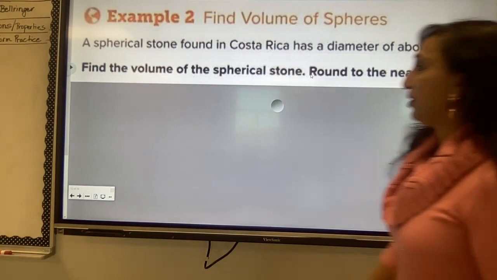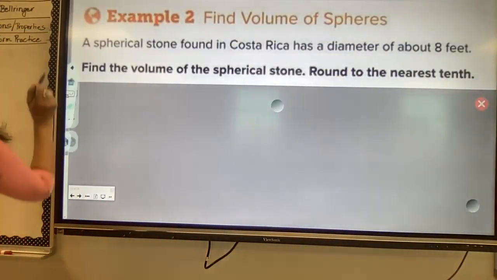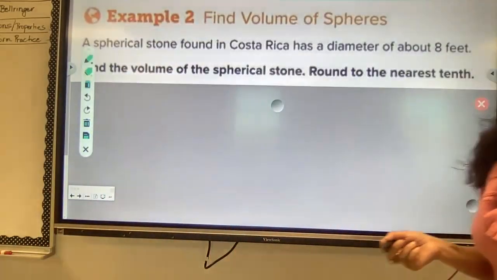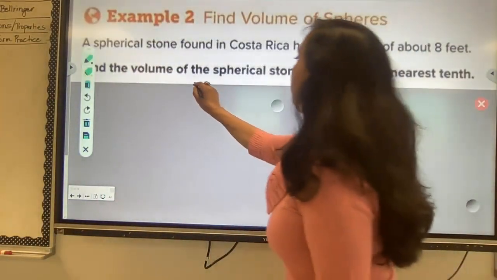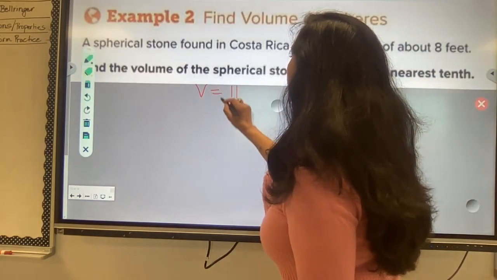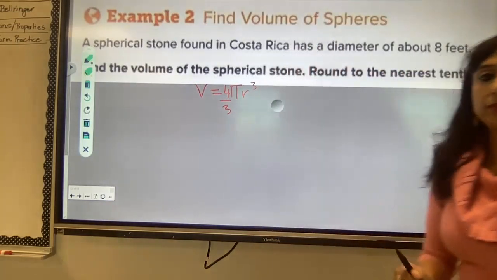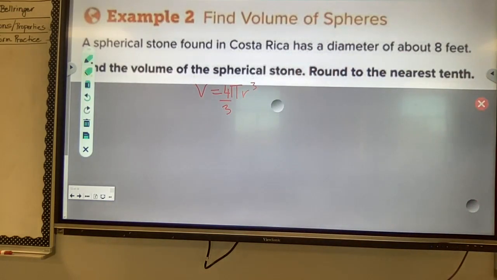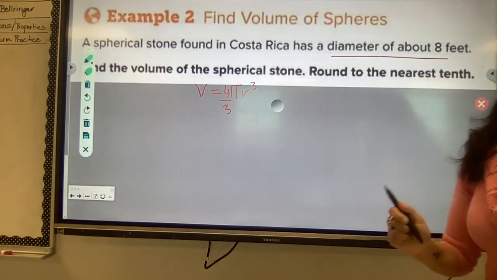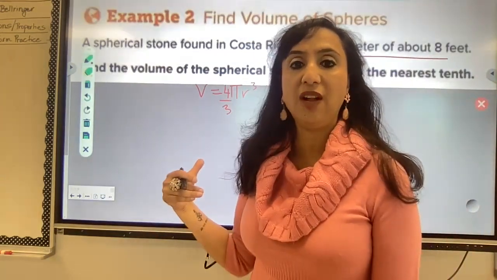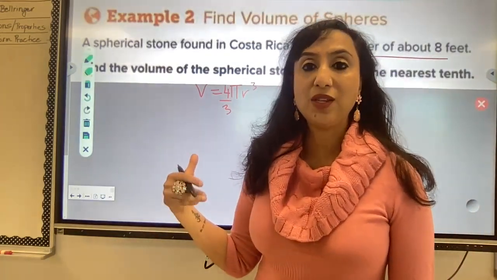So first thing we have to look at is what is provided to us and how do we find the volume of a sphere. I know that volume is 4/3 pi r cubed. Now you've got a stone in which the diameter is given. And diameter is what? Twice the radius. So we need to find the radius in order to solve this.